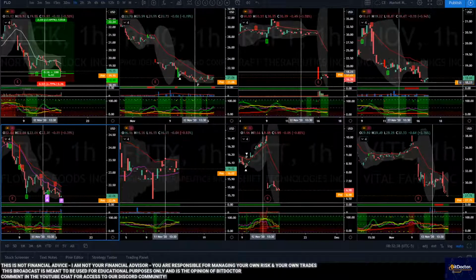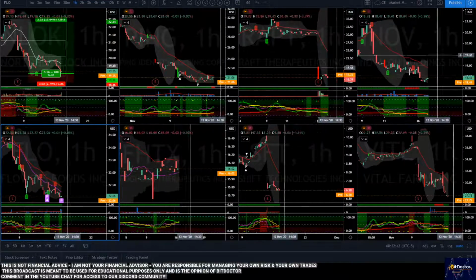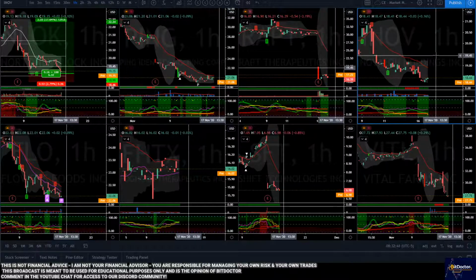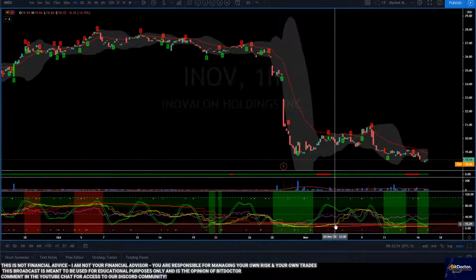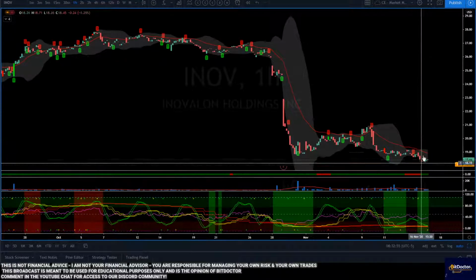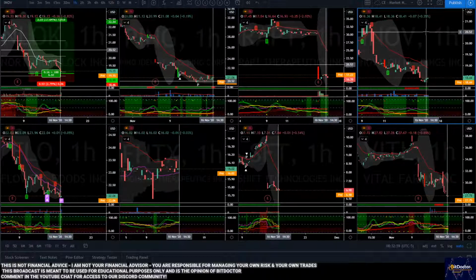So we've got several squeezes. INOV looks really good. I like this one. You've got the 12-hour very oversold. Let's just go ahead and zoom into this one here real quick. This one is moved down. It's tried to move up, and it moved down a little bit lower. This looks like a good one. I actually really like this guy. I like this guy right here.